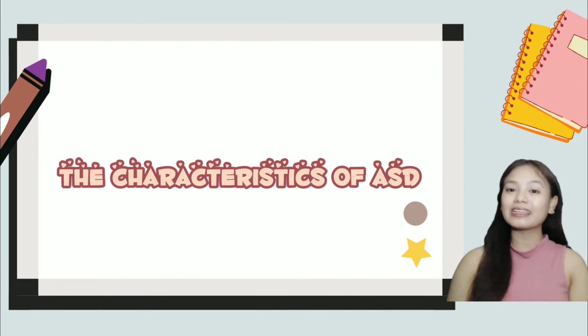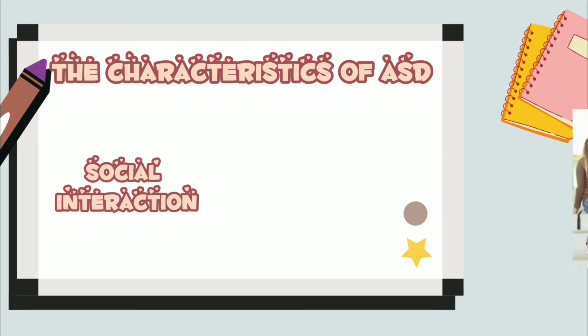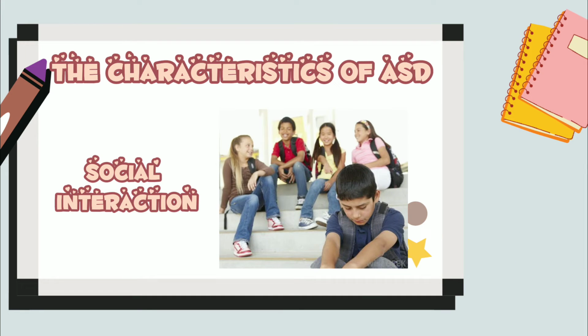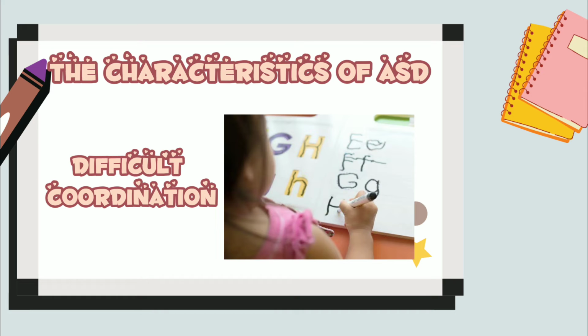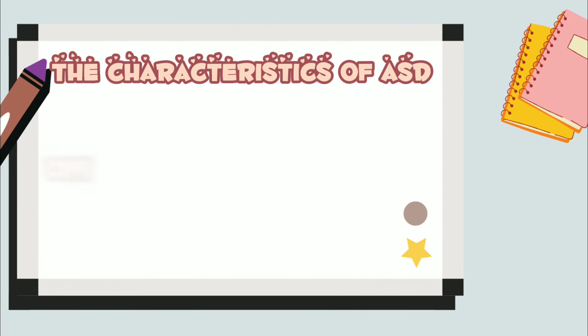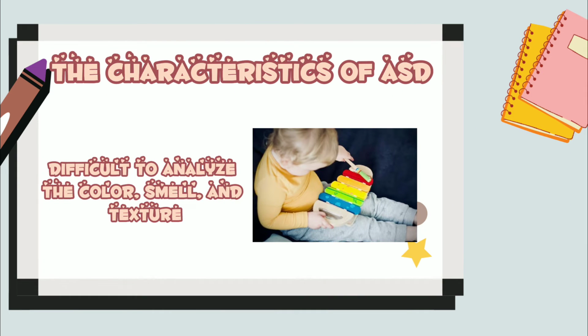Let me discuss the characteristics of ASD. Social interaction. Children with autism spectrum disorder have difficulty with social interaction. Difficult coordination. A child with autism spectrum disorder may have trouble holding a pencil yet have a good memory for a song or movie. And the last, difficulty analyzing color, smell, and texture. A child with autism spectrum disorder often has difficulty with the color, smell, or texture of certain foods.